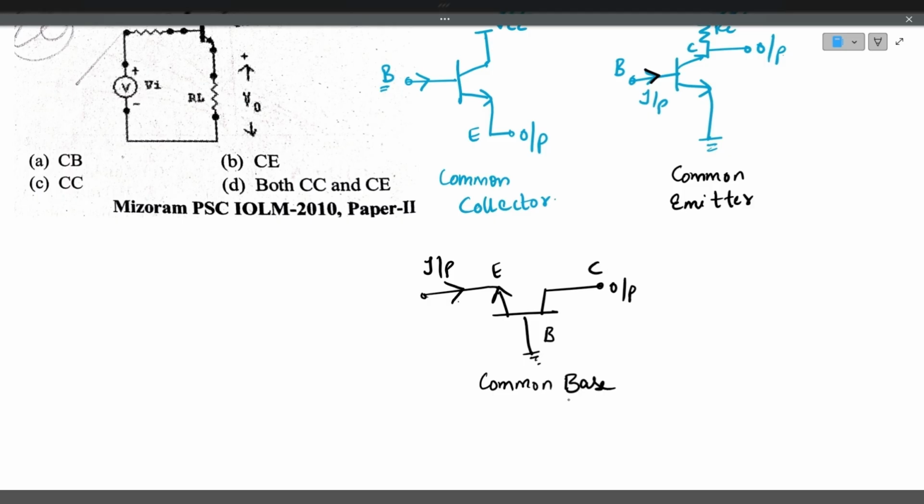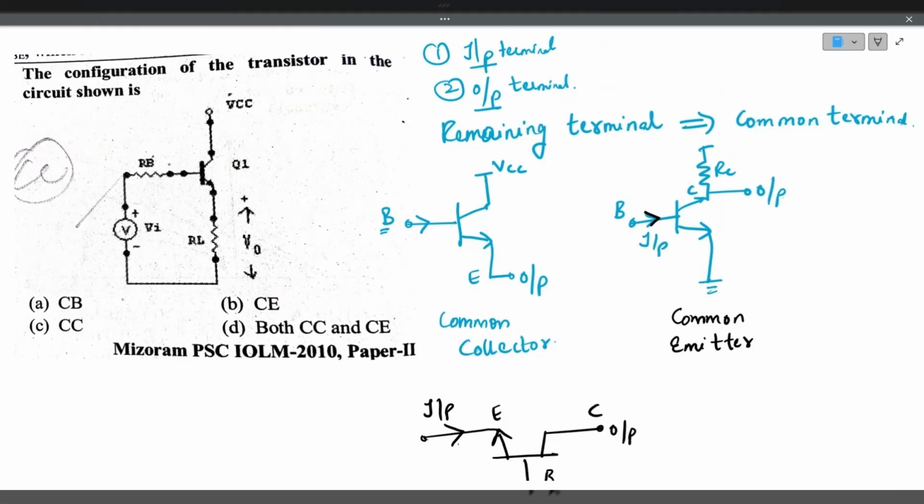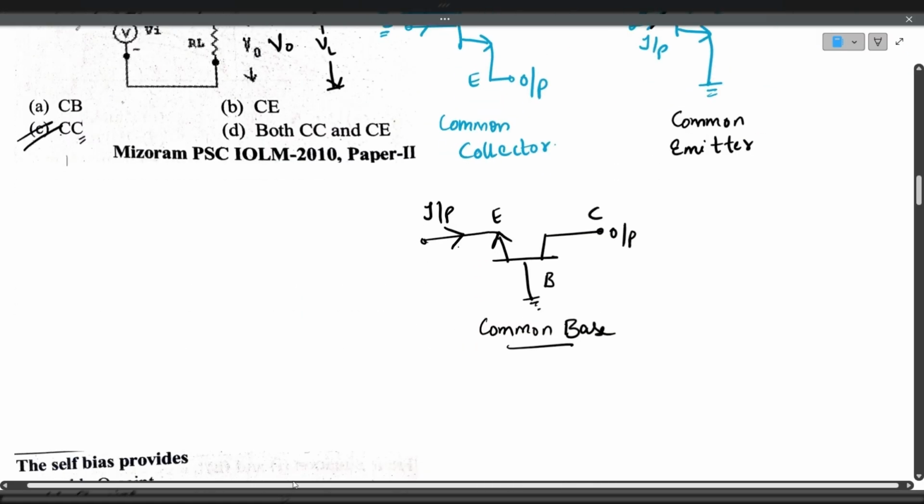Now you look at the circuit. Input is given at the base. Output is taken at the emitter. So the remaining terminal is the collector, that is common. So this is called a CC configuration, common collector. Input is at the base, output is at the emitter, so it is a common collector configuration. We'll see the next question.